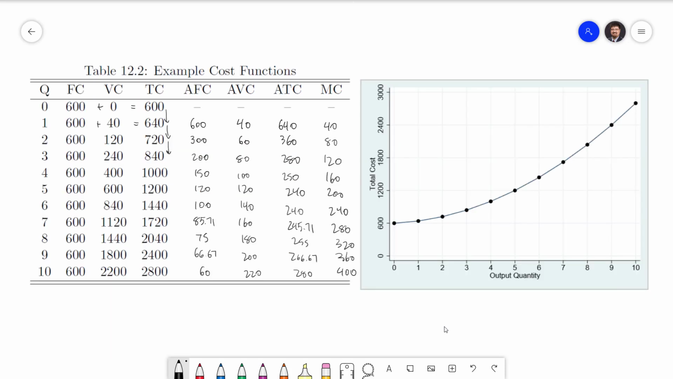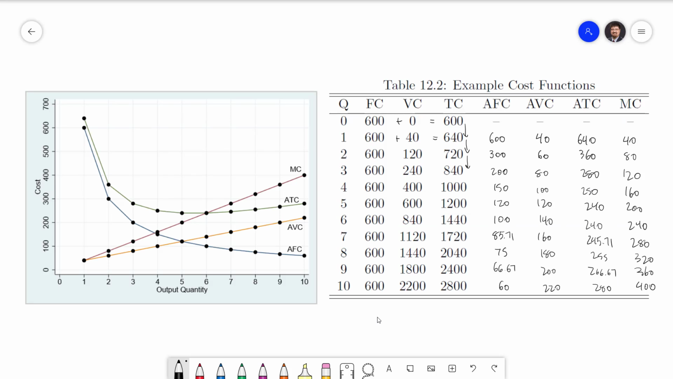Let's take a look at the graph of the total cost function. Notice that the total cost function gets steeper as quantity goes up. This is reflected by the rising marginal cost. The marginal cost is the slope of the total cost function. As marginal cost goes up, the total cost curve gets steeper.